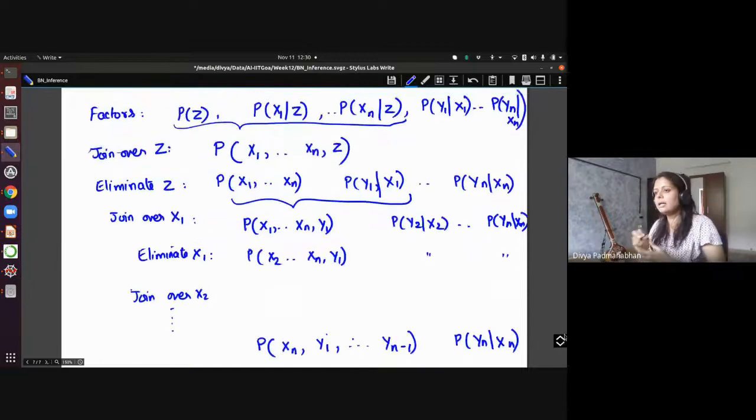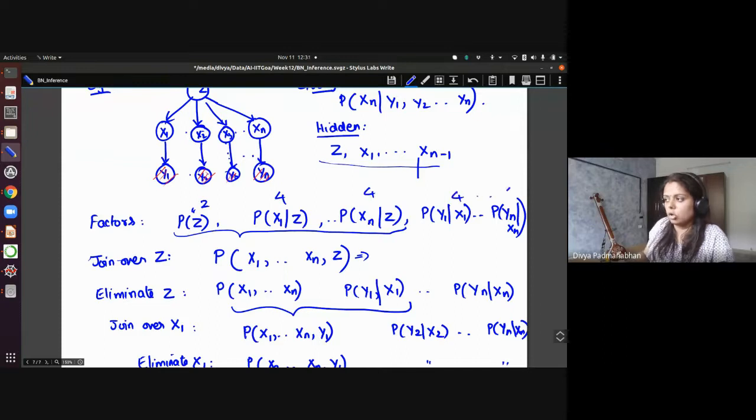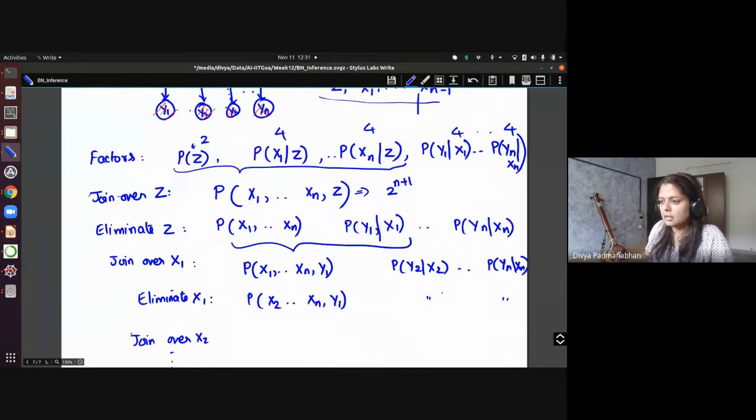Okay, so now if you just try to analyze the size of the tables, what happens here? How large is this table? Let's start with the initial factors. Let's take all of them as binary. So how large is this? 2, 2. Each of these? 4, 4. All of these are 4. What happens when you do a join over z? 2 to the power n plus 1. Yeah, this becomes a large table. And so what happens in the next step when you eliminate z here? How big is this?